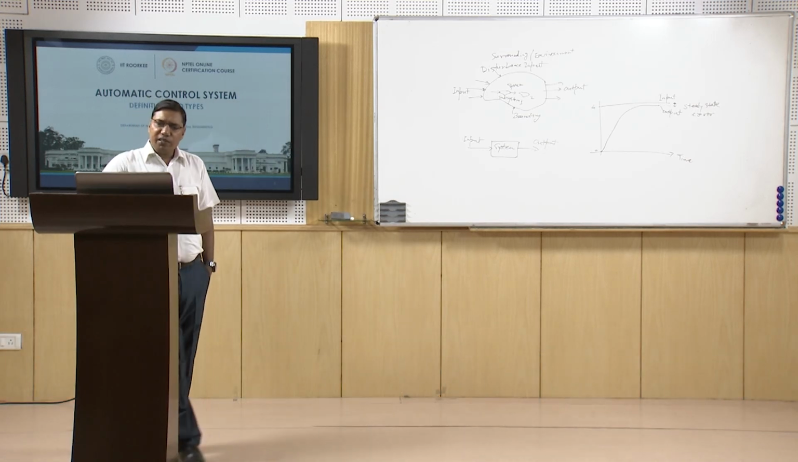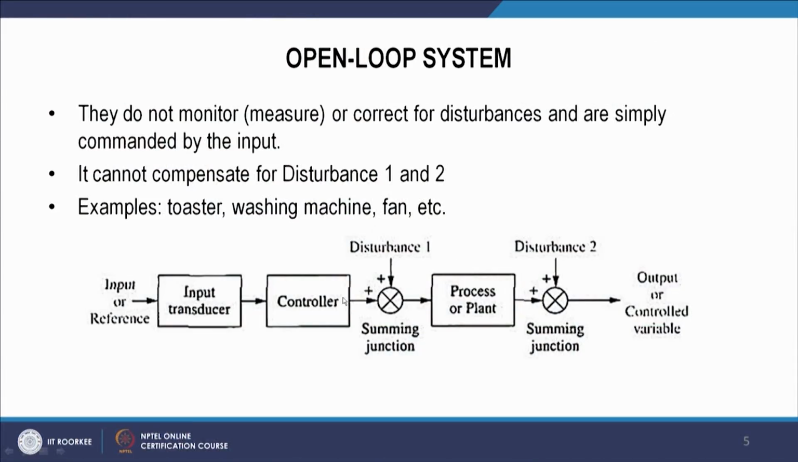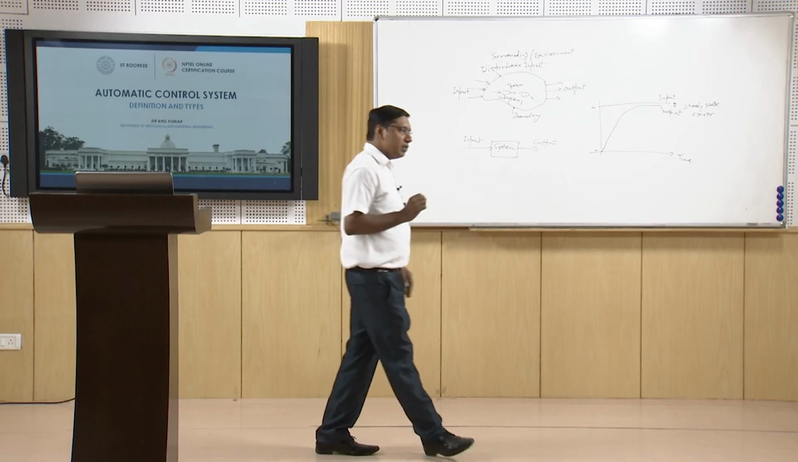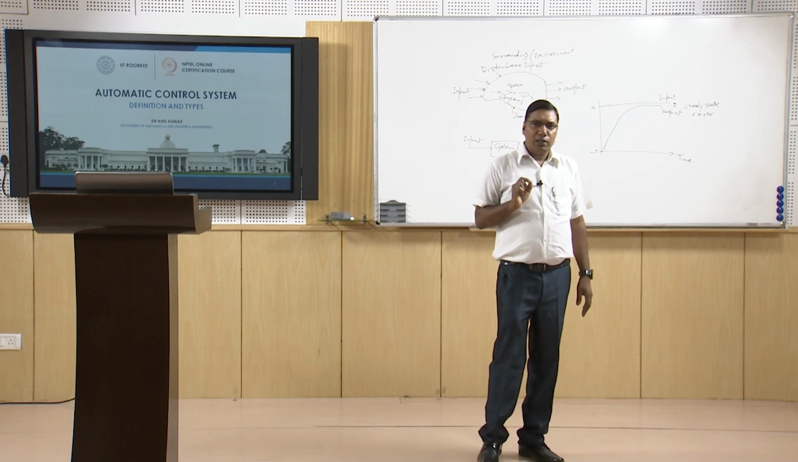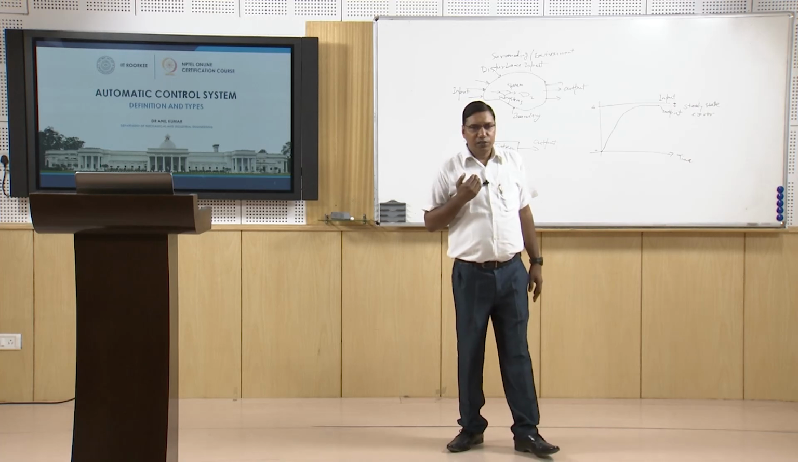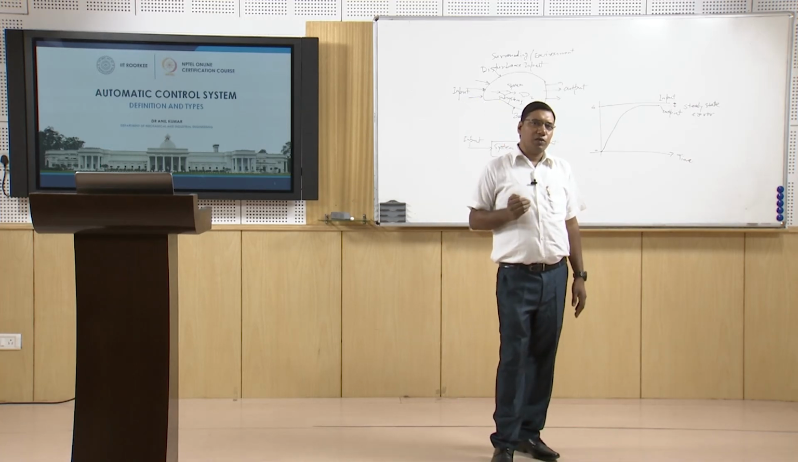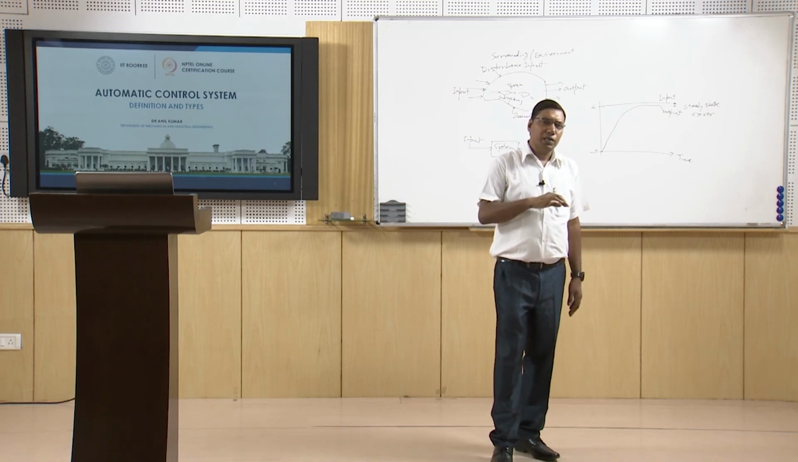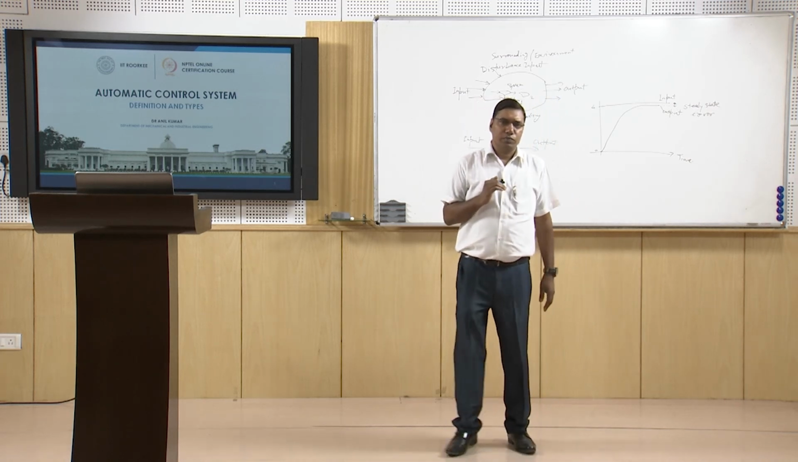But there could be a disturbance input entering when the controller is controlling this process, giving some input to the process. The input to the process can be corrupted by some disturbance entering from the environment, and therefore the actual input going to the process or plant is different than what was given at the beginning of this system.